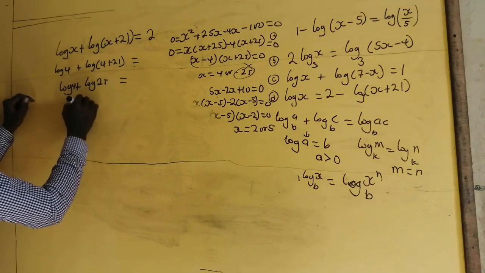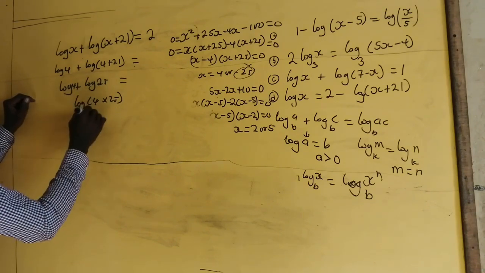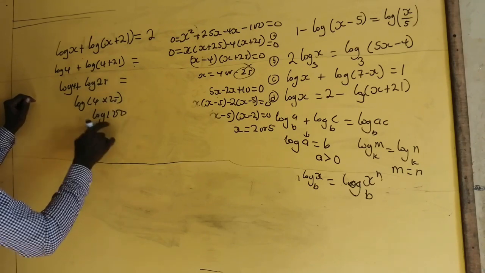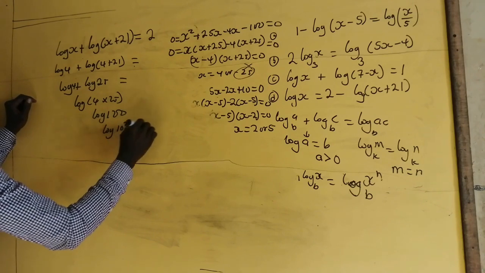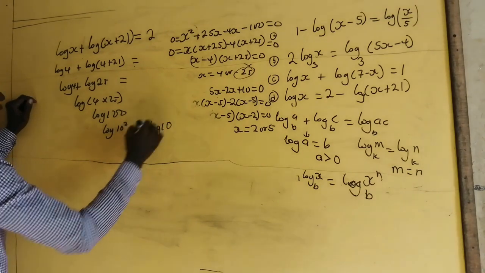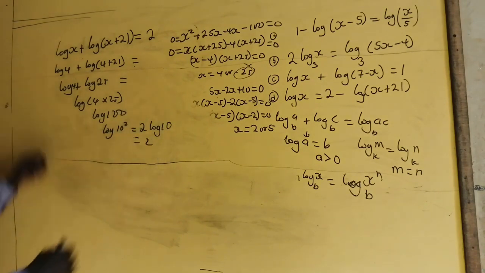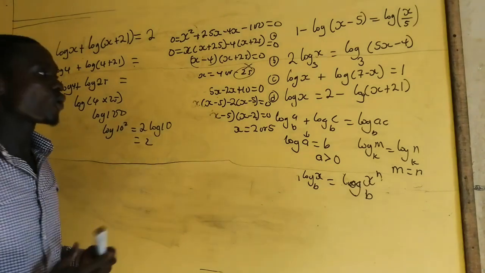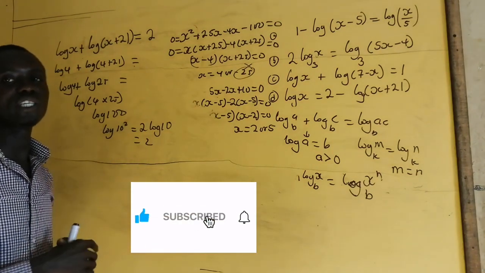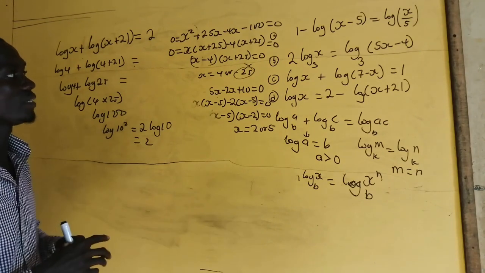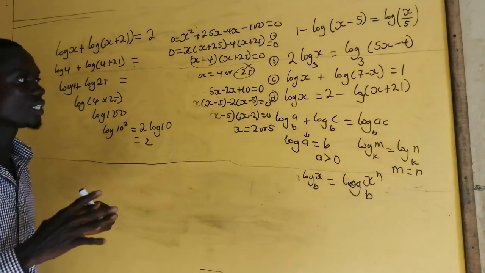This will give us log of 4 times 25, because we multiply the numbers. That will give us log of 100. And this is the same as log of 10 squared. That will give us 2 log 10. You see that the bases are the same, so log 10 is 1. So the answer will be 2. Wow. So always when you get your answers, put them there to see whether it fits into the equation or not. So for this equation, x equal to 4 is the only solution.